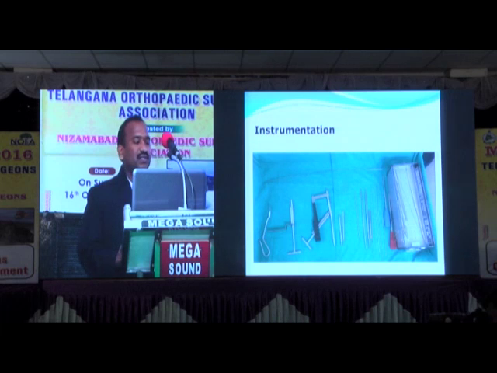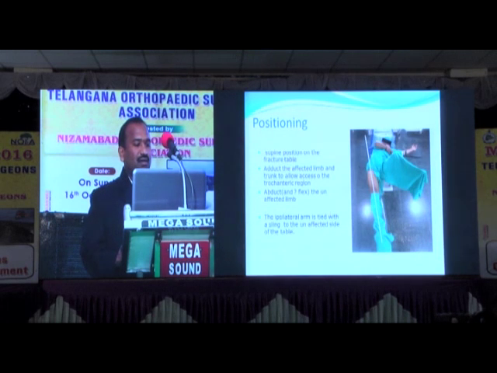The instrumentation is the following, and also positioning. The patient is positioned supine on a fracture table with the affected limb adducted 10 to 15 degrees, and the chest tilted 10 to 15 degrees, keeping the unaffected limb in abduction and flexion, or only abduction with extension.